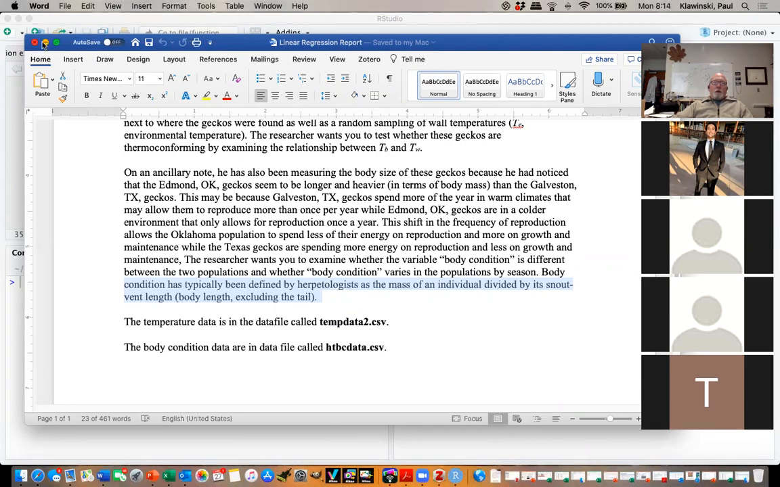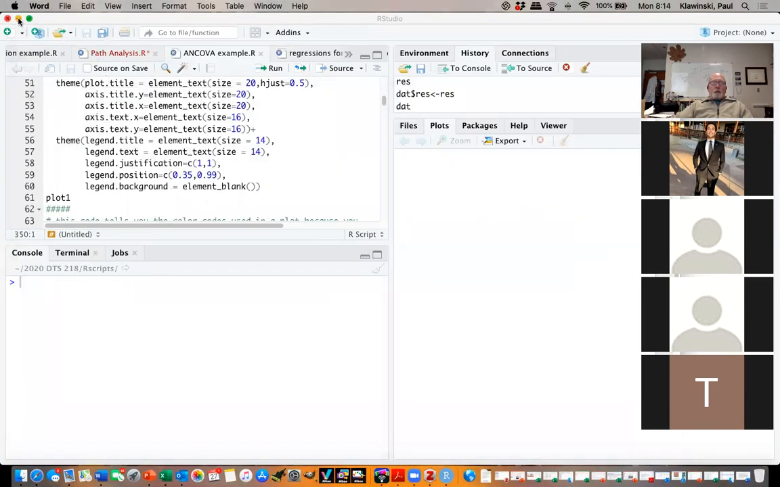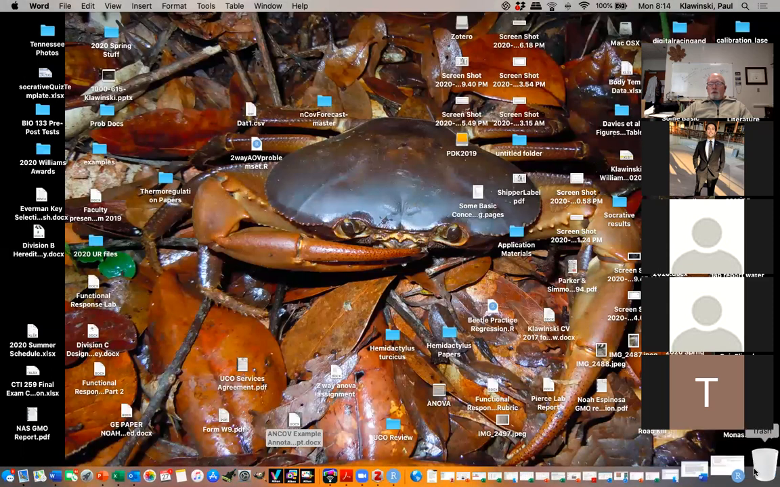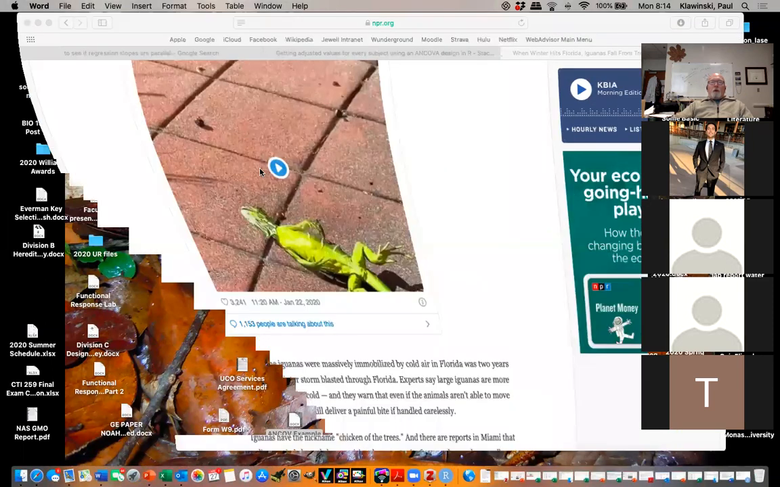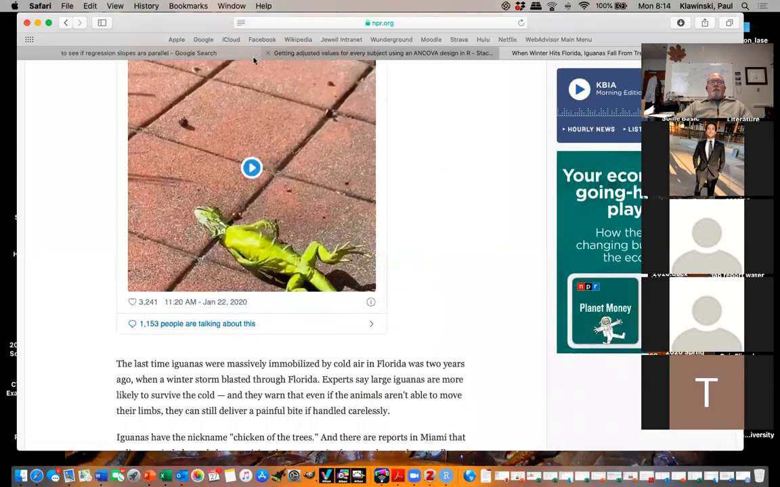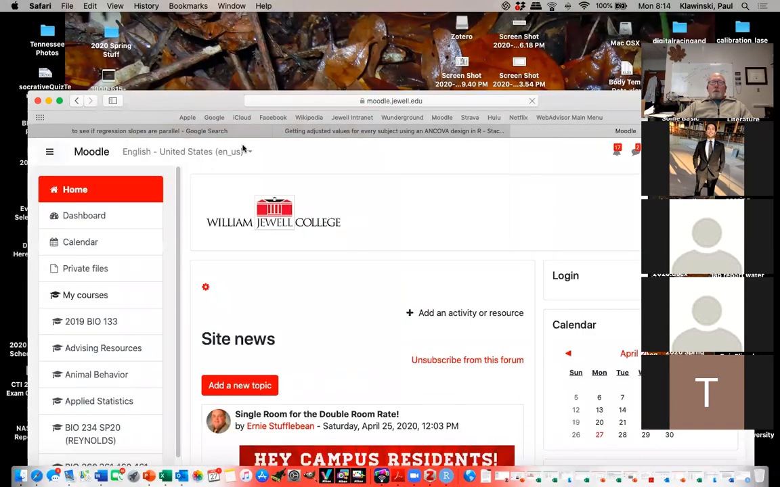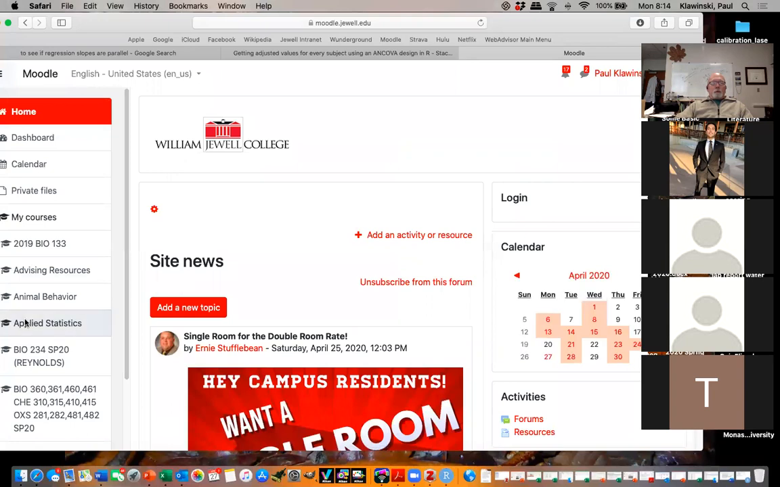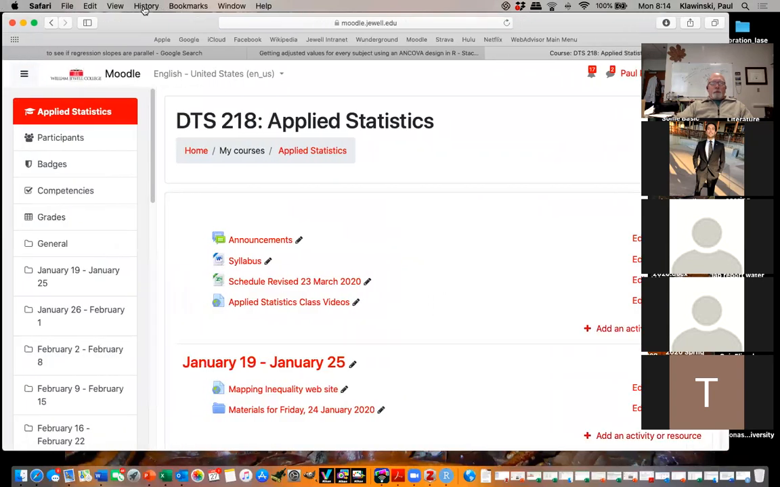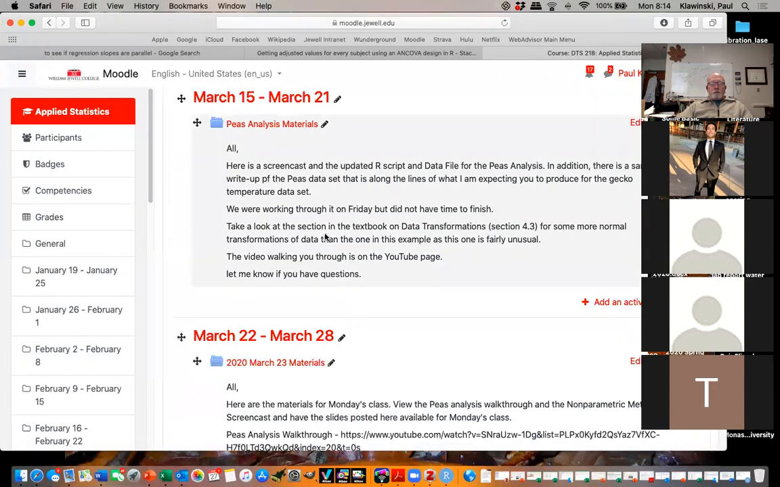Okay, so on the Moodle site, let's go to Moodle. Where did Moodle go on my computer? Oh, I navigated away from Moodle. You're still seeing my screen, correct?